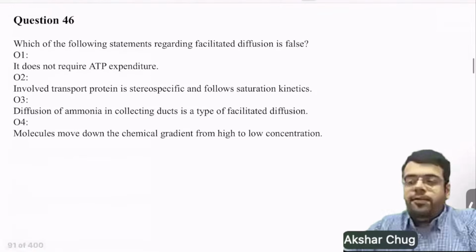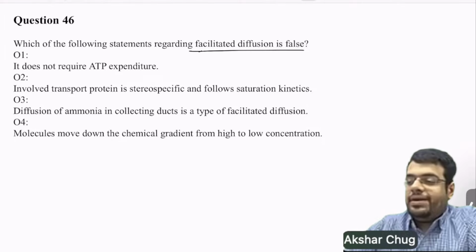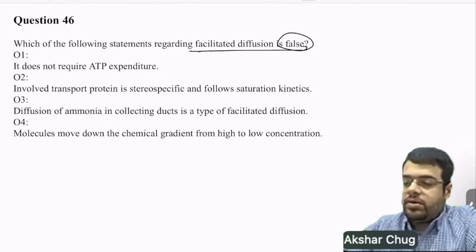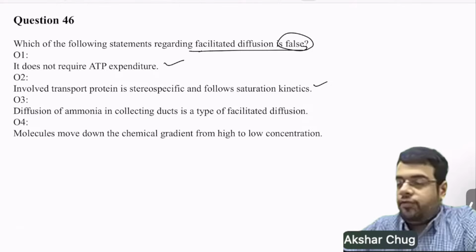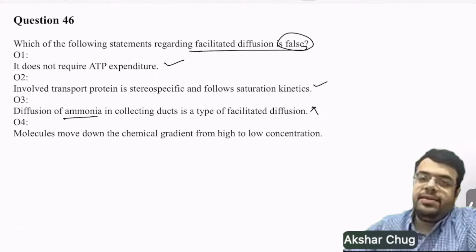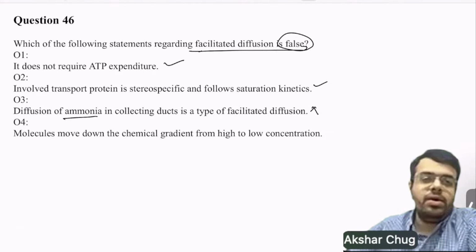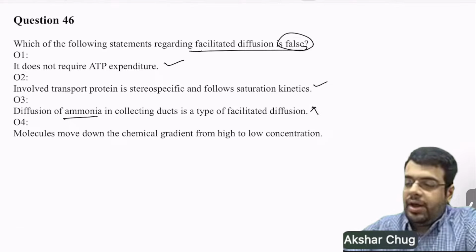Moving on to question 46, which of the following statements regarding facilitated diffusion is false? It does not require ATP, that is correct. The involved protein is stereospecific and follows saturation kinetics, again that is correct. Diffusion of ammonia in collecting ducts is a type of facilitated diffusion. No, this is the wrong statement, as ammonia is a gas and it follows simple diffusion. It does not require any specific protein for its diffusion. So here the answer will be option 4.